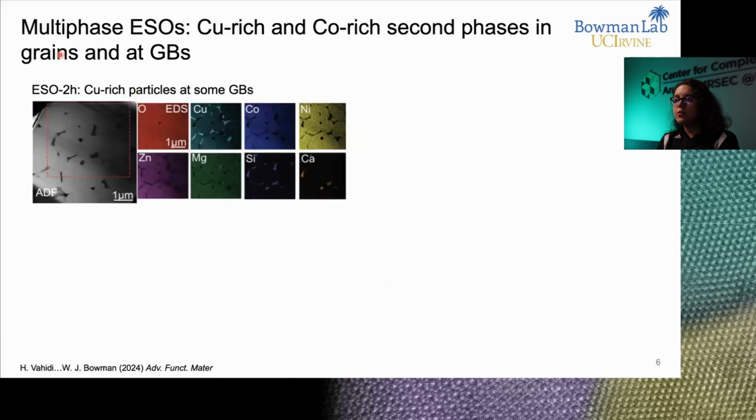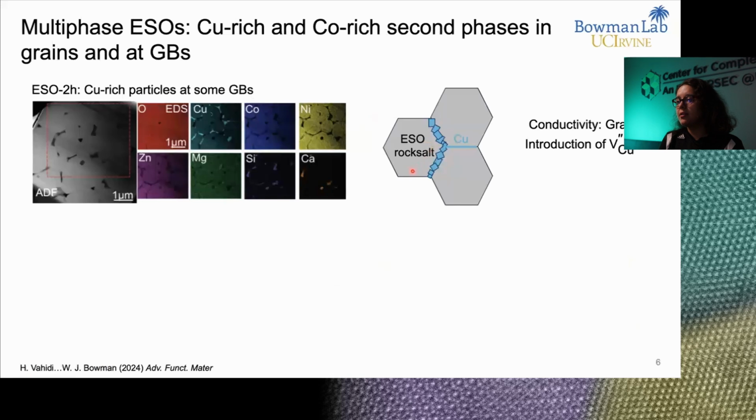So moving to the multi-phase ESO samples, we see in the 2-hour sample, as you can see over here in this cartoon, the segregation of copper-rich particles to some of these grain boundaries, and all the other grains have homogeneous composition of all our cations and oxygen. If you look at the cartoon again, pretty similar grains, we have some grain boundaries that have these new particles that are copper rich and some that are similar to the single phase grain boundaries.